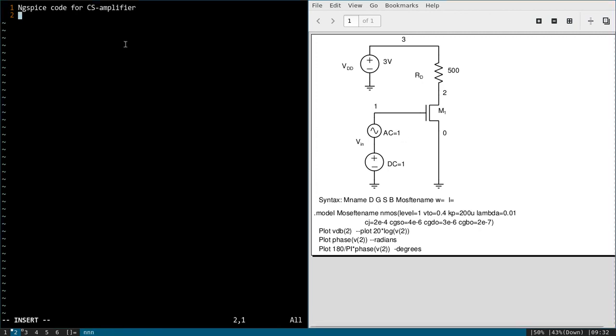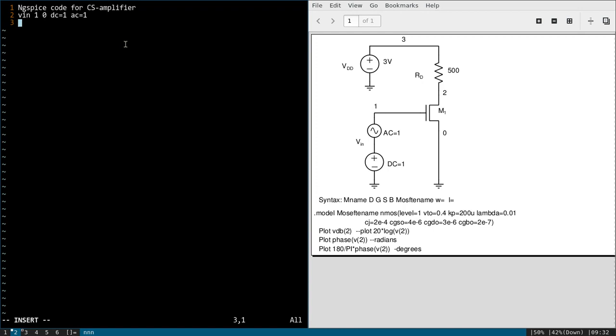Okay. We will call it Vin, between node 1 and 0, with DC value 1 and AC value 1. I am not explicitly mentioning a sinusoidal, because we are not performing any transient analysis. For frequency response AC analysis, we can directly give DC equal to 1, AC equal to 1. Next one, the MOSFET.